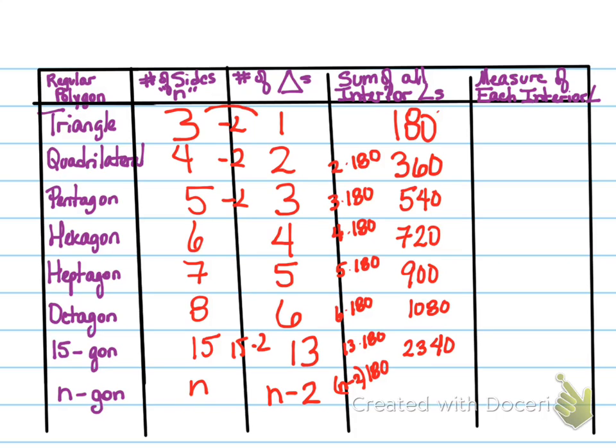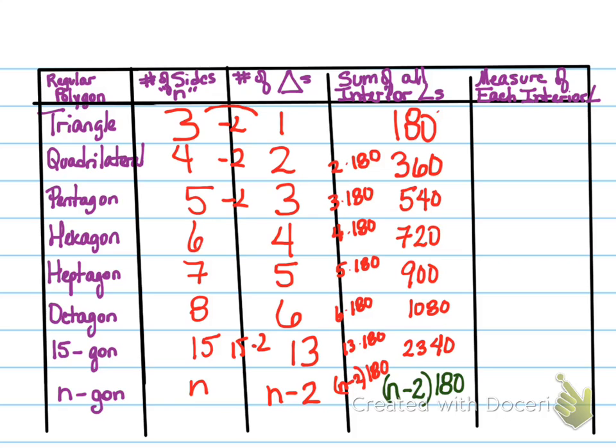Okay, and the last one, we're just going to take the n minus 2, and we'll multiply that times 180. So, let's put that in a different color here. All right, so n minus 2 times 180.